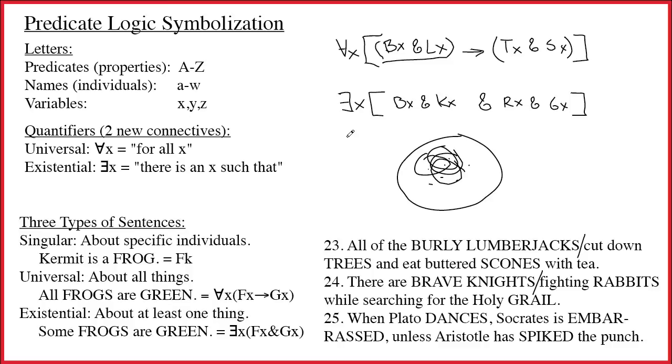All right, a standard universal and a standard existential, and let's contrast that with our next sentence, which says, when Plato dances, Socrates is embarrassed, unless Aristotle has spiked the punch. All right, kind of ridiculous sentence, but what type of sentence is it? This one is clearly singular. You can tell that immediately because we're talking about named individuals. Yes, as you go on in logic, you can run these things together, but in an introductory material, it's usually best to keep these separated, and that's what we're doing at present.